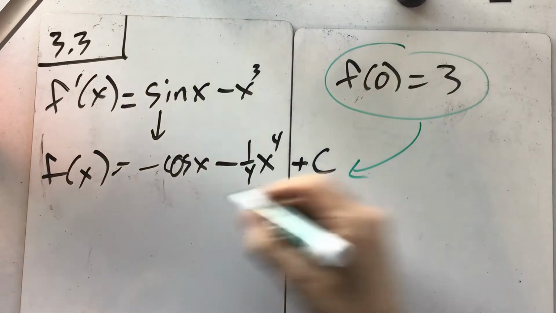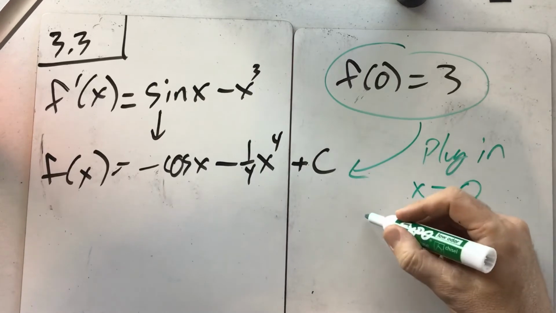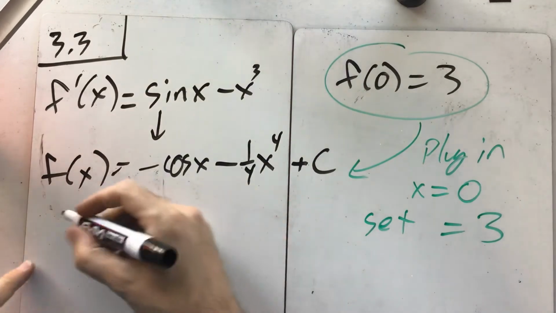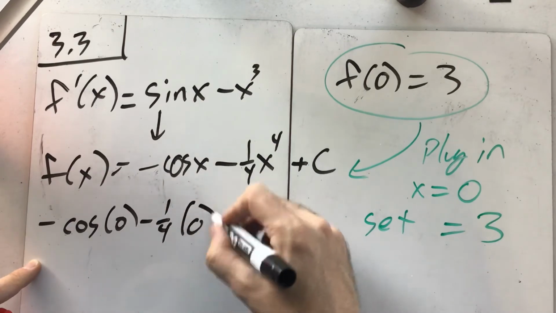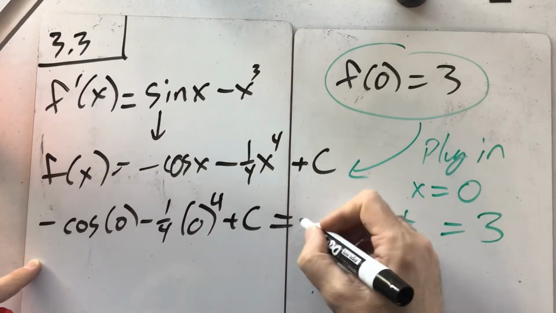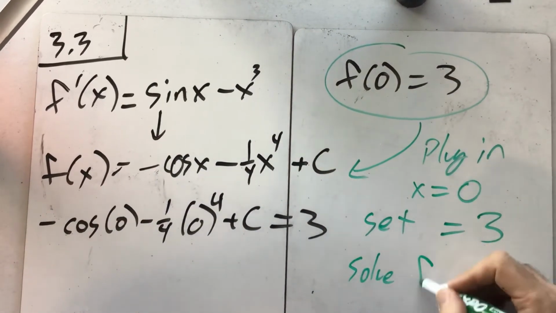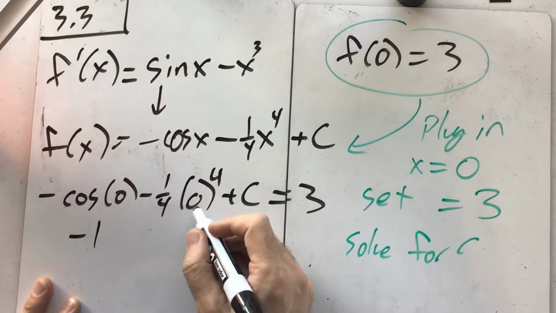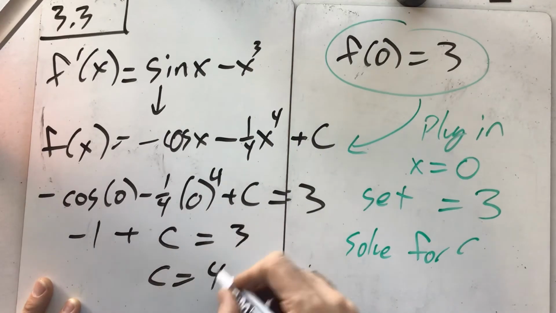So I'm going to plug in 0 for x, plug in x equals 0, and then set the whole thing equal to 3. Because that means that if I get negative cosine of 0 minus 1/4 times 0 to the fourth plus c equals 3. Now what I can do is I can solve for c to figure out what that constant should be. Cosine of 0 is 1, so I've got negative 1. This is all 0 plus c equals 3, and so c has to equal 4.